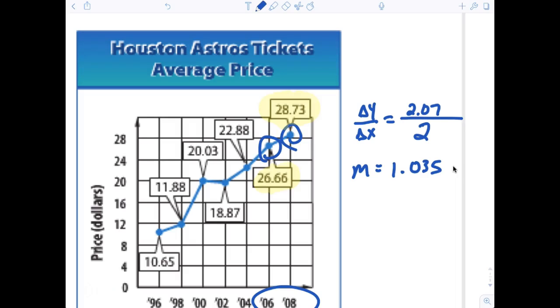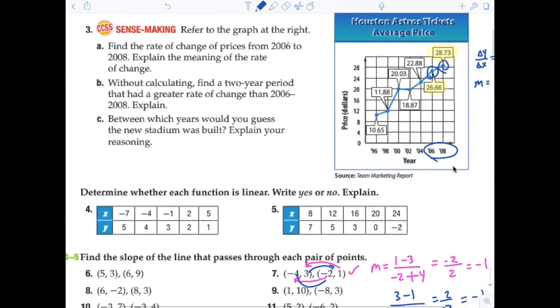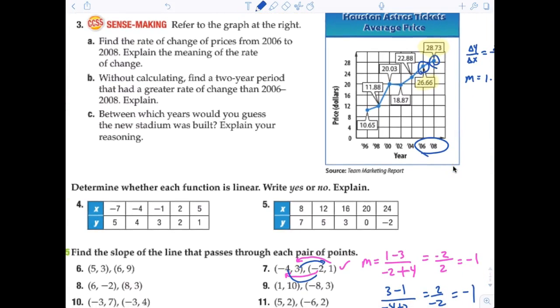Very easy. All right. So now let's look at B. Without calculating, find a 2-year period that had a greater rate of change than 2006 to 2008. Come on, what's the greater slope? Good for you. Tell me. 98. Of course, because it's steeper. Everybody needs to look at that and say, yeah, that was kind of obvious, right?